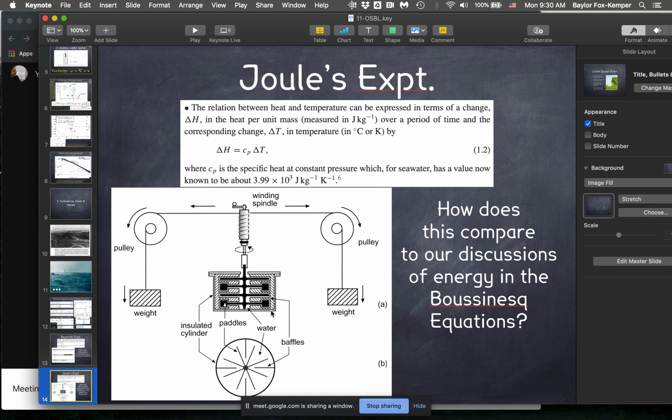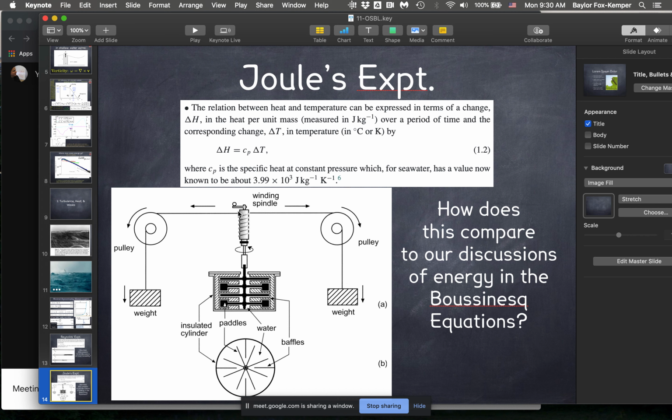Another important experiment that was done in the 19th century was Joule's experiment. So Joule built this apparatus. Apparently he was the heir to a brewery fortune, and so he took a lot of things that he had at the brewery and built this kind of contraption out of it.